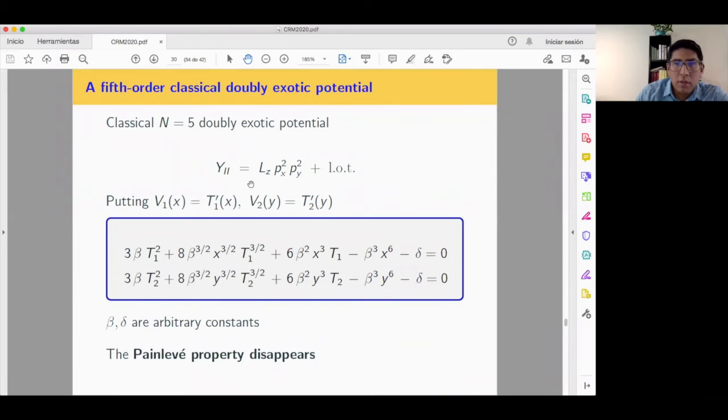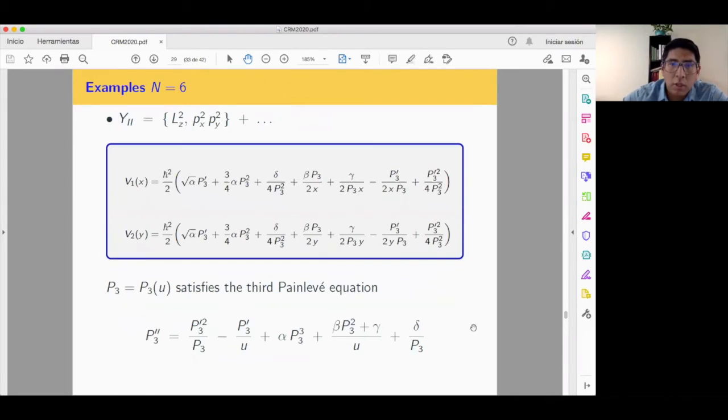If we consider such an integral, then the superintegrable potentials, the V1 and V2, are given by the solution of this equation. For convenience, we introduce this function T1, so T1 prime is nothing but V1, and this T1 obeys this algebraic equation. What's the main difference with the quantum case?